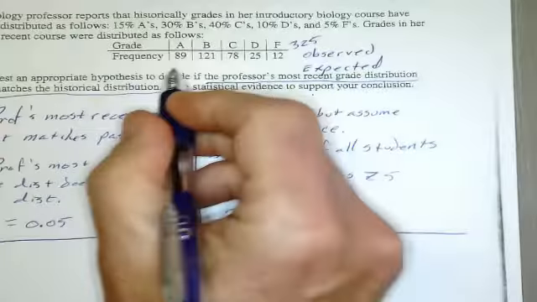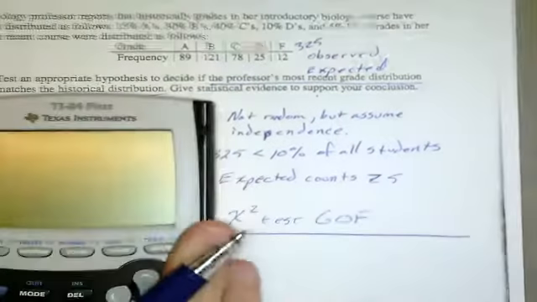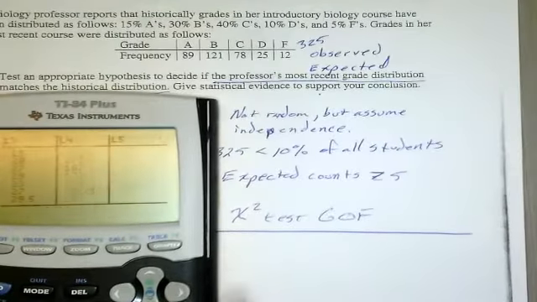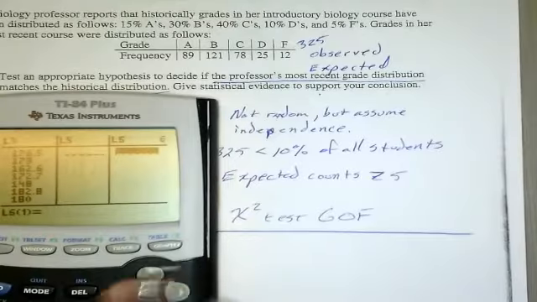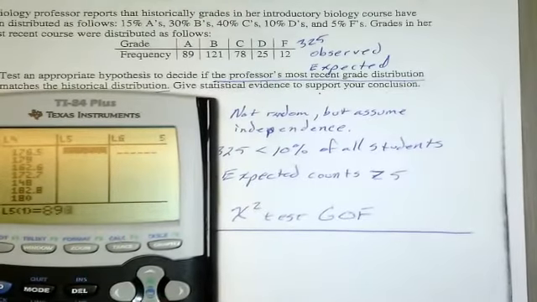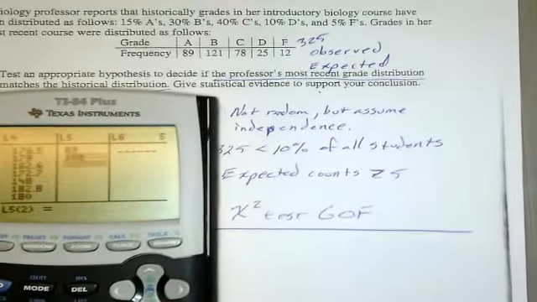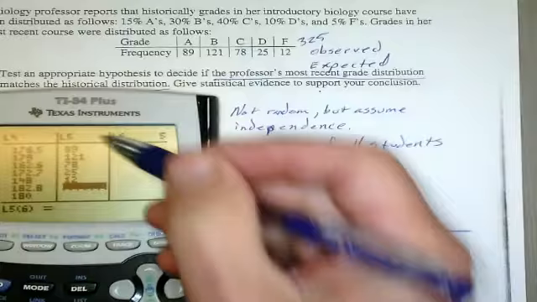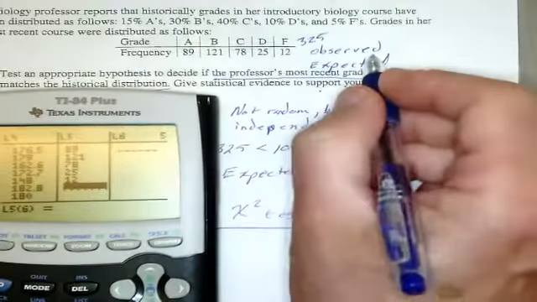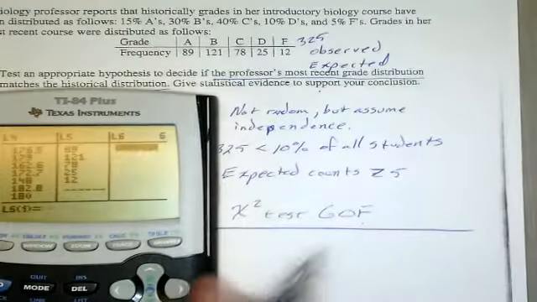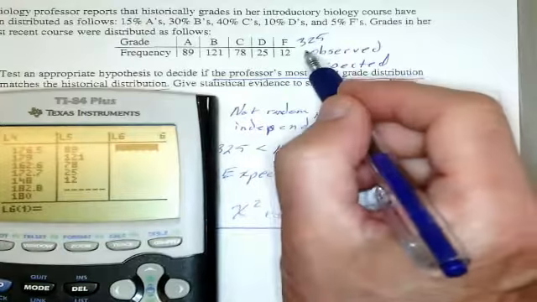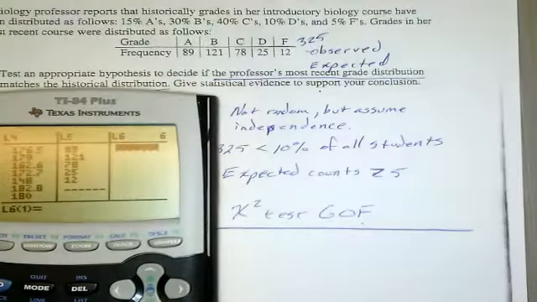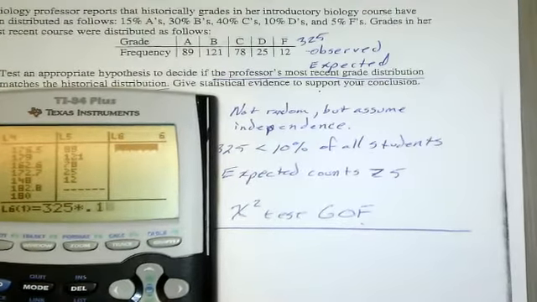So first thing we need to do is go onto the calculator. We go stat and edit, and I'm going to have to use lists 5 and 6 because I'm using the others for something else. So 89, 121, 78, 25, and 12. When you're doing a goodness of fit, you have to put them in a list. We do the observed, and then we have to find the expected. Well, there are percents of 325. So 325 times 0.15 is 48.75.